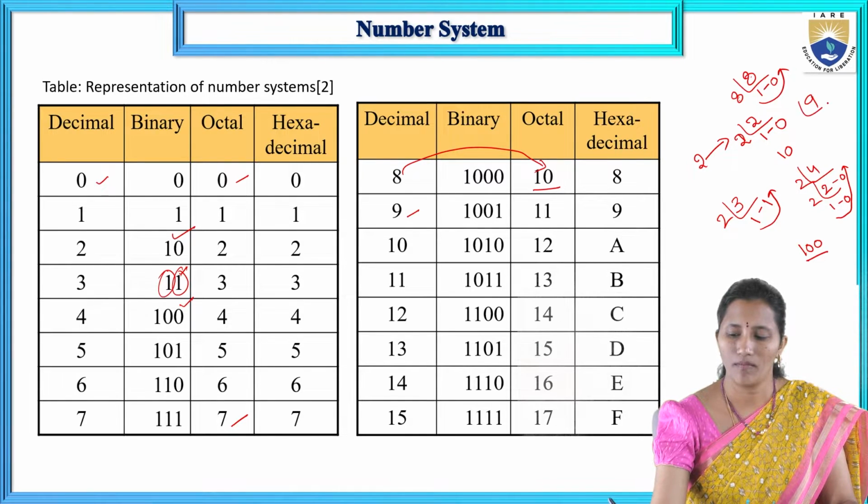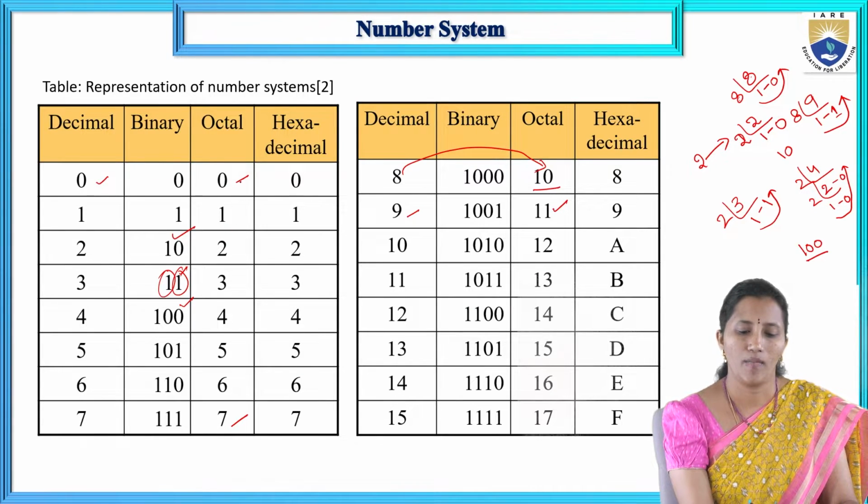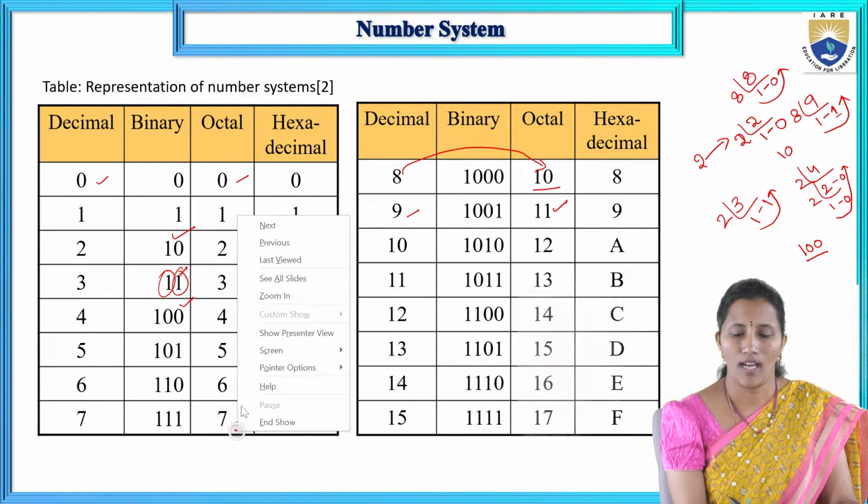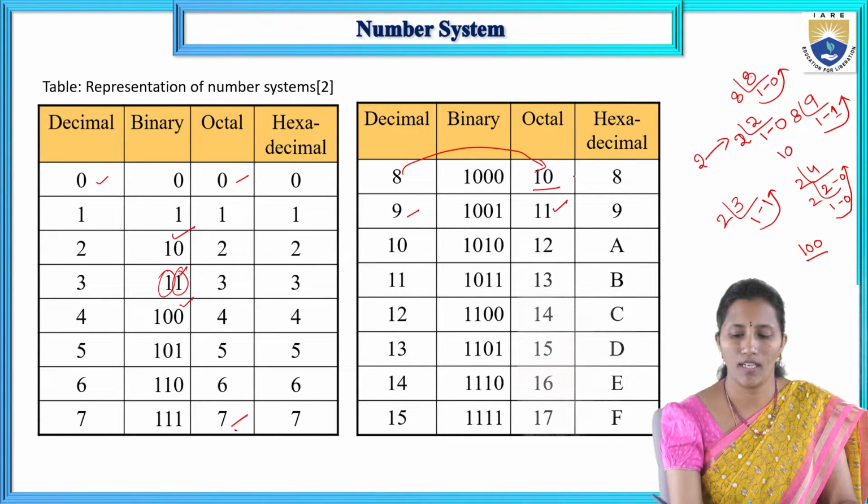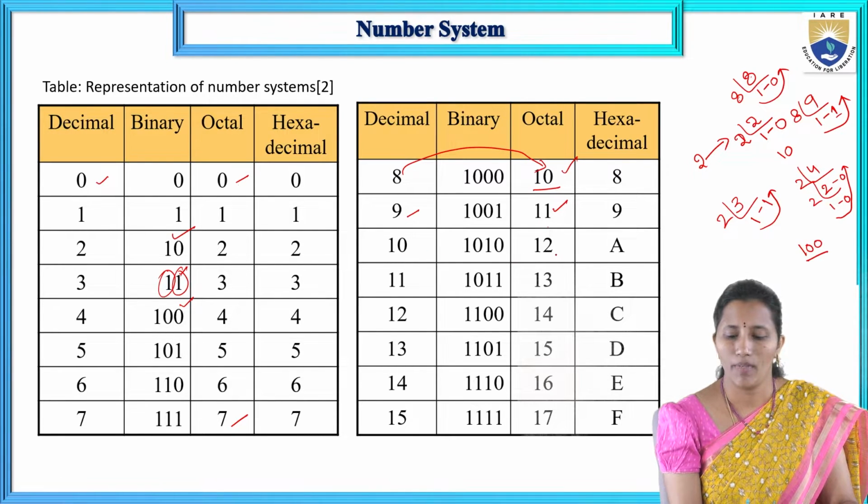9 means we are representing in octal, 8 1s are 8, the remainder is 1. So it is represented by 1 1. Each digit is represented by 0 to 7, and after 7, 8 is represented by 10, 9 by 11, 10 by 12, 11 by 13, 12 by 14, 13 by 15, 14 by 16, 15 by 17.